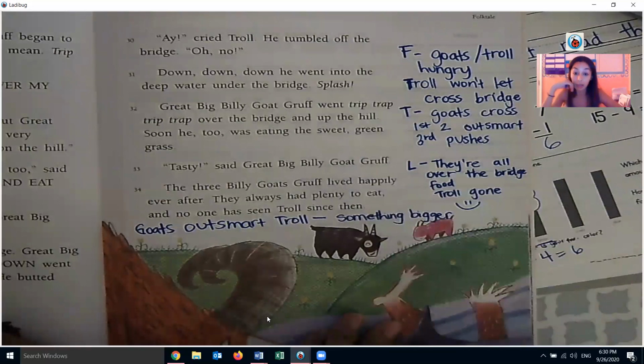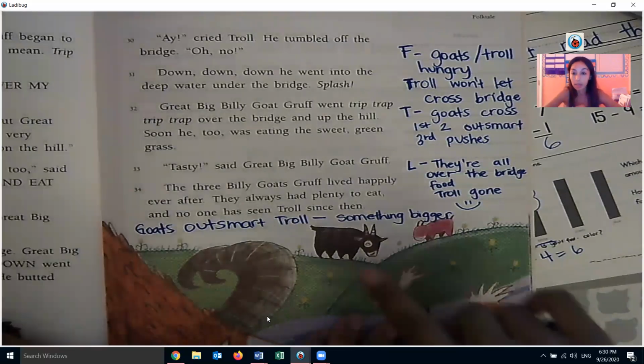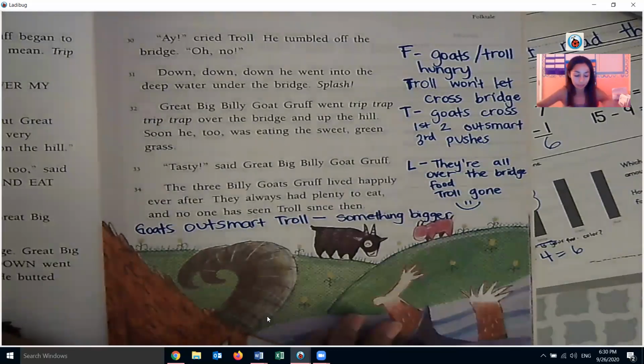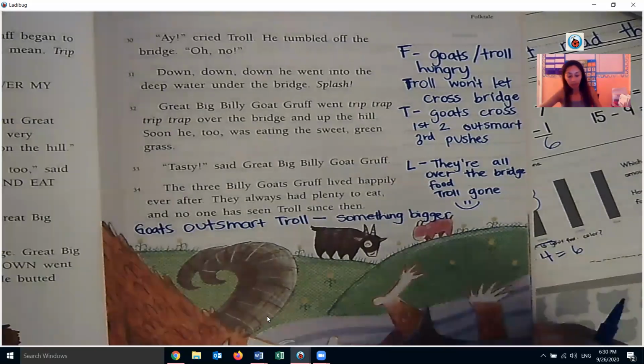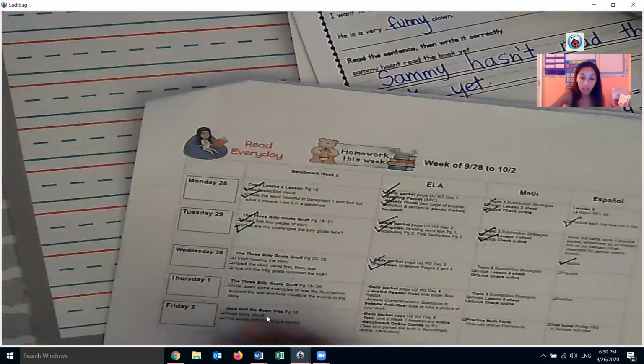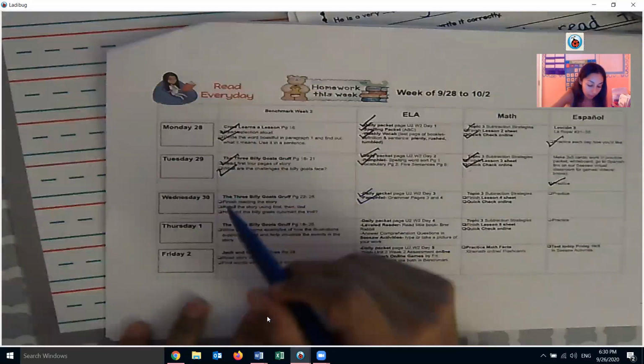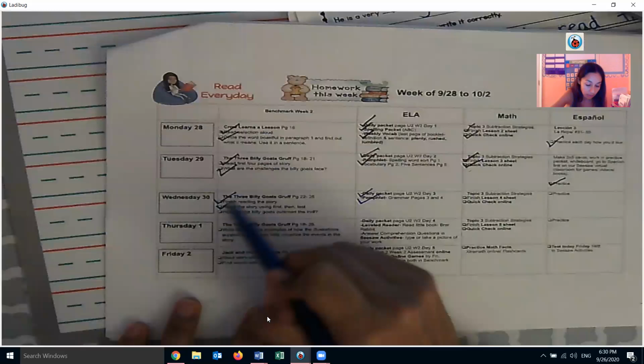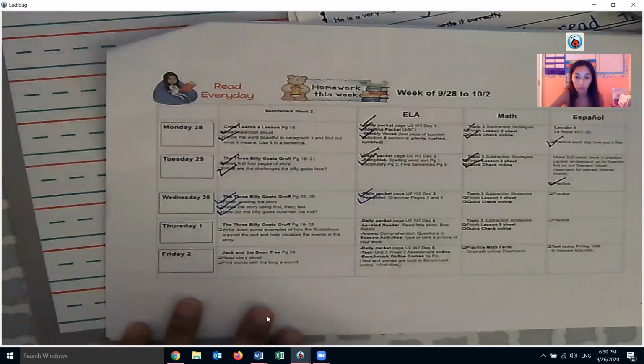They're like, ooh, don't eat me. And he's like, oh, okay, I'll wait. Oh, okay, you go too, I'll wait. So they outsmart him by saying there's something bigger coming. Okay, so that is our Billy Goats activity. So reread it, first then last, and how did they outsmart the Troll?